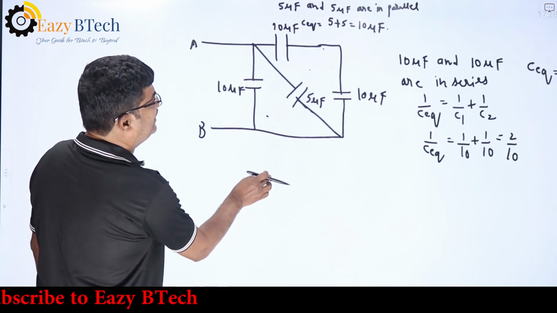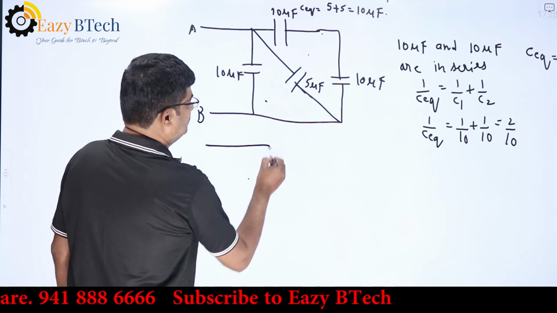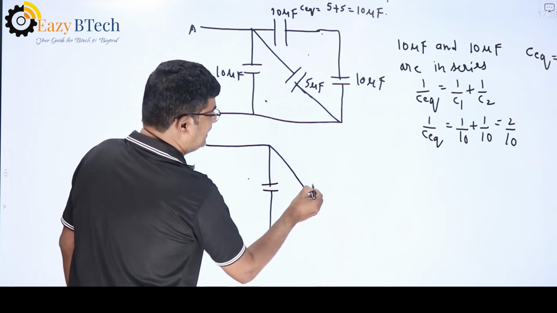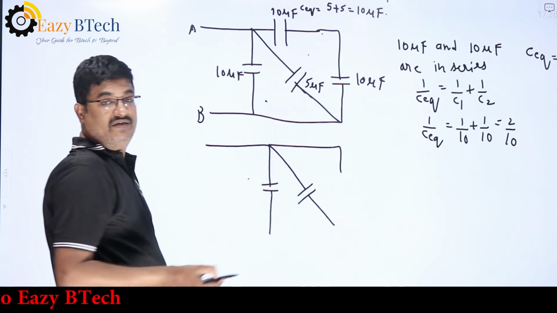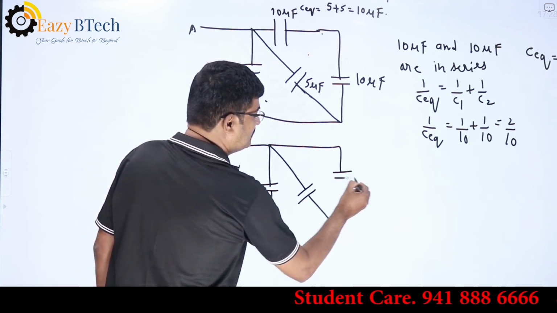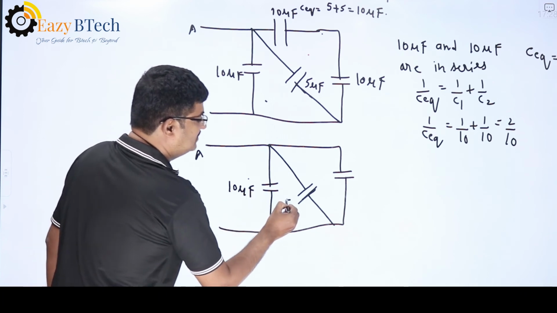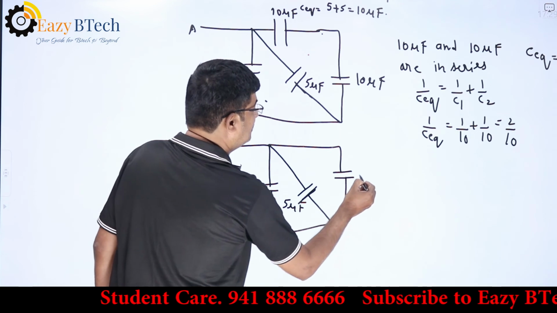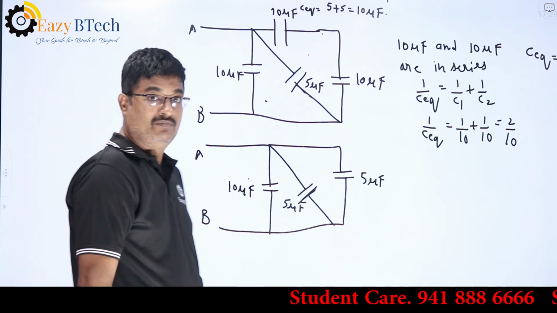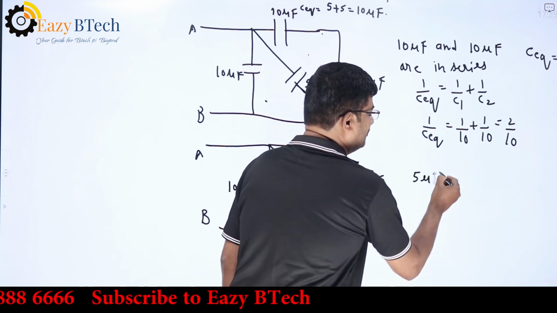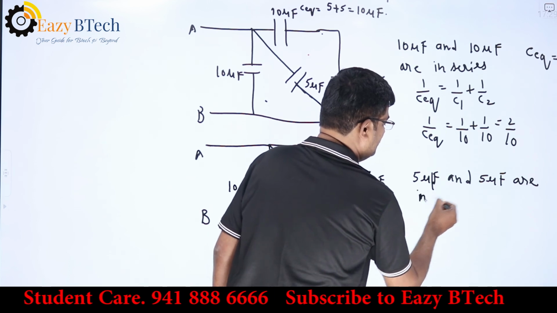Now once again my circuit will be reduced. Here 10 microfarad as it is will be there. Here I am having this as 5 microfarad, and here I am having the equivalent of those two 10 microfarad capacitors which were in series. Now this is point A, this is point B, this is 10 microfarad, this is 5 microfarad and this is 5 microfarad. Now once again when I see the circuit, I came to know that this 5 microfarad and this 5 microfarad both are in parallel.